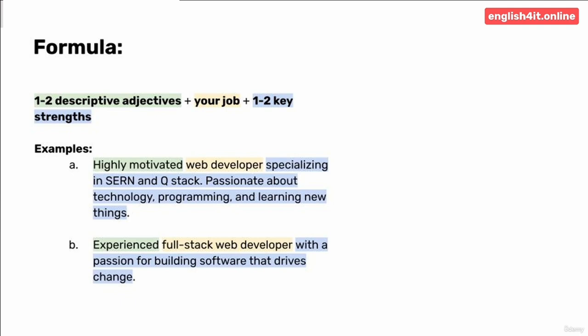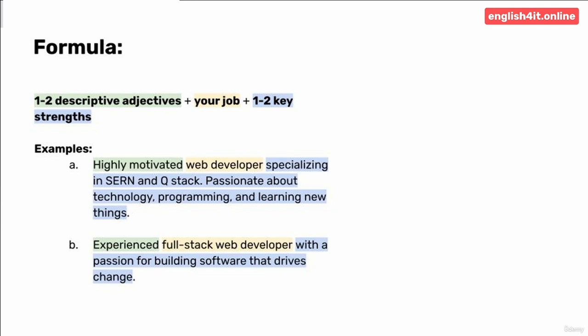For example, let's have a look at the first case. We have an introduction, highly motivated web developer. Then, we have a key hard skill that makes a person stand out, specializing in, and the last sentence shows that the person is motivated to keep learning and growing. And reading this kind of summary makes you think that the owner of the summary isn't only good at what they do, but also easy and interesting to work with.